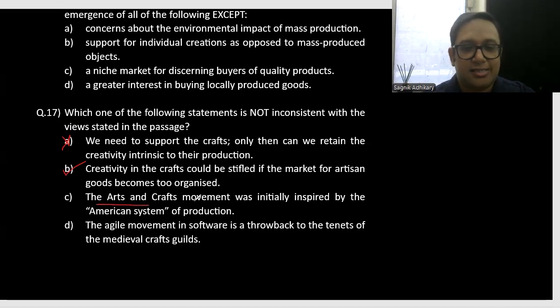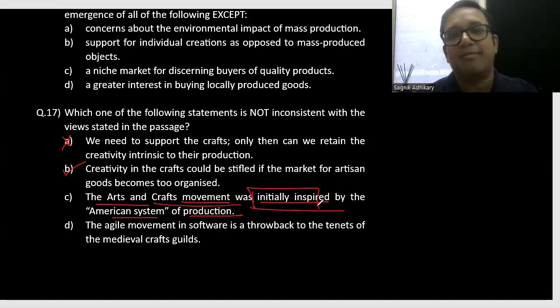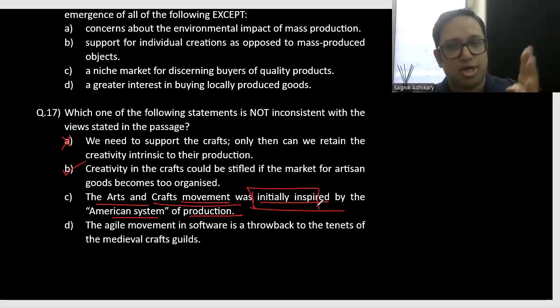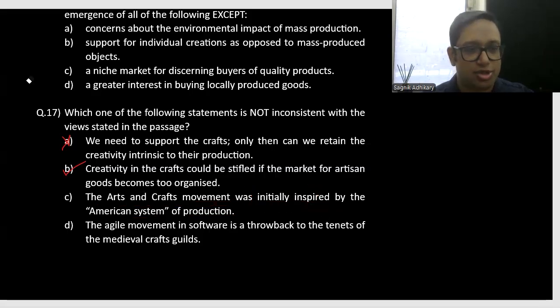C tells us the arts and crafts movement was initially inspired by the American system of production. Third paragraph, American system of production is basically mass production. Arts and crafts movement was a reaction against the American system. American system, mass production. Arts and crafts opposed to that. It was not inspired by the American system of production. So this is a distortion, not consistent with the passage.